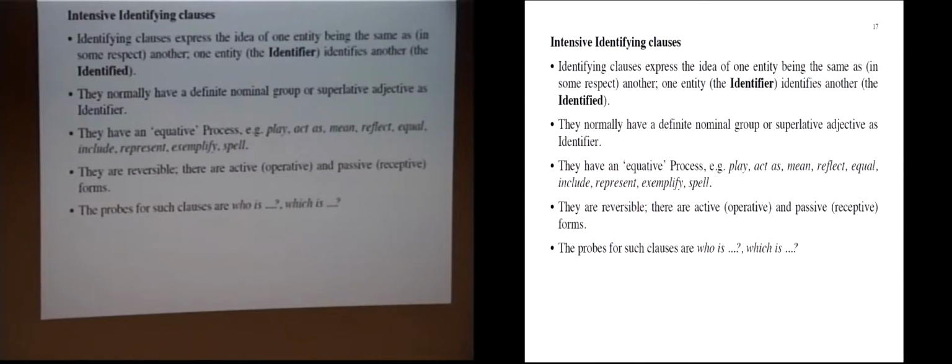And these have an equative process where you're saying, like, he plays the villain in the play, or he acts as the villain in the play, or this means, you know, CAT means cat, or this reflects what we talked about earlier, or this equals that, or this includes that, or this represents that. And these are reversible. So you say, I'm the teacher, the teacher is me. And in this case, the probe, the question you would ask, is who is? So who is the teacher? Or who is the tallest in the class? Or who is the prettiest in the class? So that's very different from what is they like. The attributive is, what is it like? And this one says, who is? Or which is? Which is the biggest?